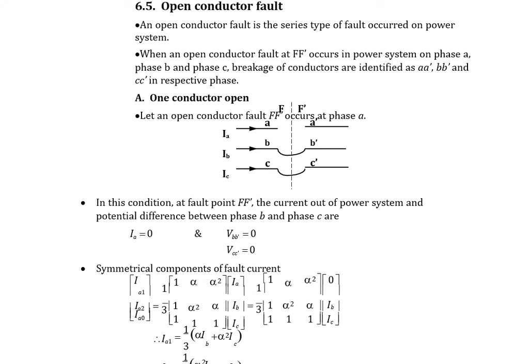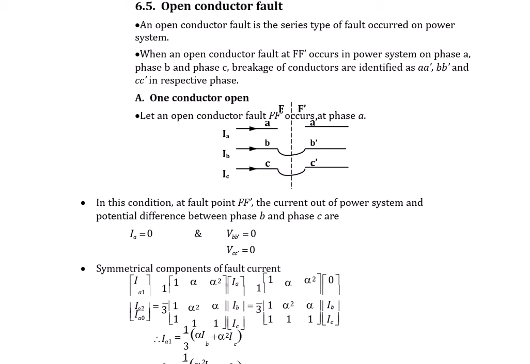Hello students. In the last lecture we discussed three kinds of fault: LG, double LG, and double L fault. Now we discuss the fourth type of fault, the open conductor fault. Whenever any conductor from the three phases gets open, it creates a problem. An open conductor fault is a series type of fault that occurs on a power system.